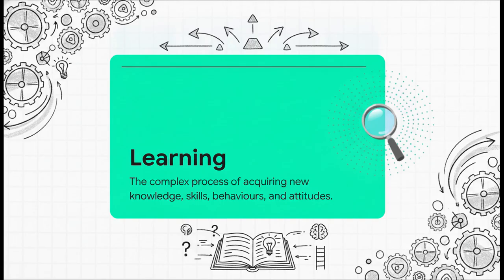To really solve this mystery, we first need to define our terms. Learning is officially defined as the complex process of acquiring new knowledge, skills, behaviors, and attitudes. It's an enduring change in behavior, or at least in the capacity to behave in a given fashion, which results from practice or experience. Notice that it's not just about cramming facts into your head for a test. It is a deeply multifaceted transformation. It actually involves how you act, how you think, and how you perceive the entire world around you.